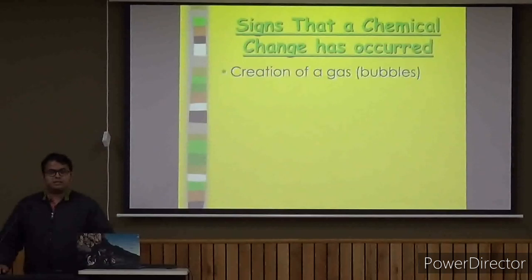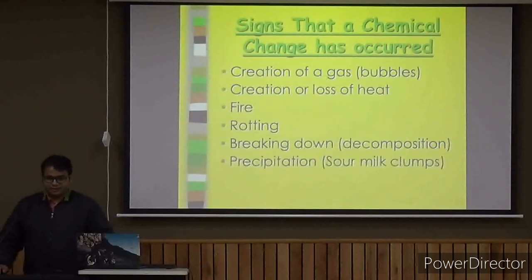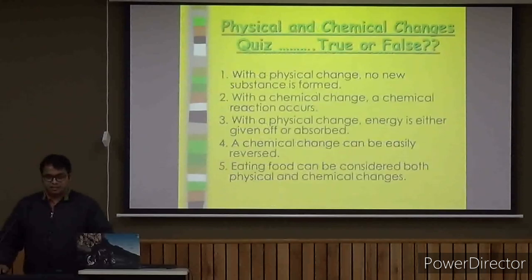Now there are certain observations we make when chemical reactions occur, like creation of gas or bubbles, creation or loss of heat, the temperature changes, either the mixture becomes hot or cold, fire, rotting, a foul smell is observed, breaking down or decomposition of a substance into something else, precipitation, where some undissolved substance is formed which comes out as a solid, cooking. Rusting is one example of chemical change.